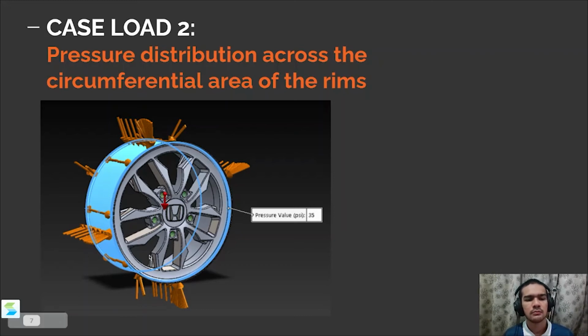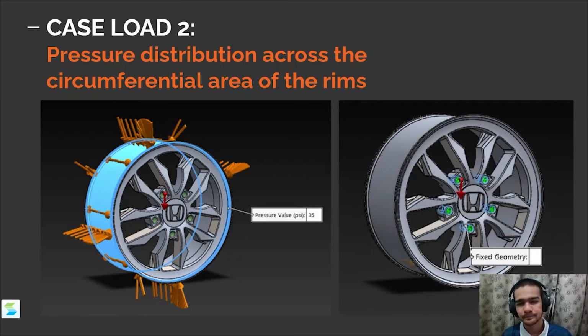Why is the pressure distributed evenly around the circumferential area? Because the load and the weight of the car have an insignificant effect on the tire pressure, maybe 1 or 2 psi based on my research. So for the second picture, I represent the green part of the lug holes as the fixed geometry, where we want the part to not move and attach to the car.